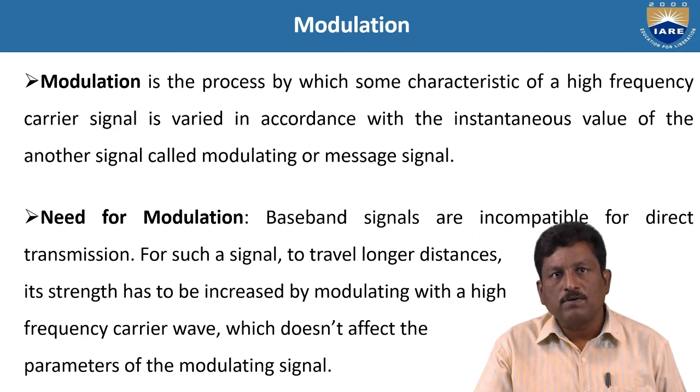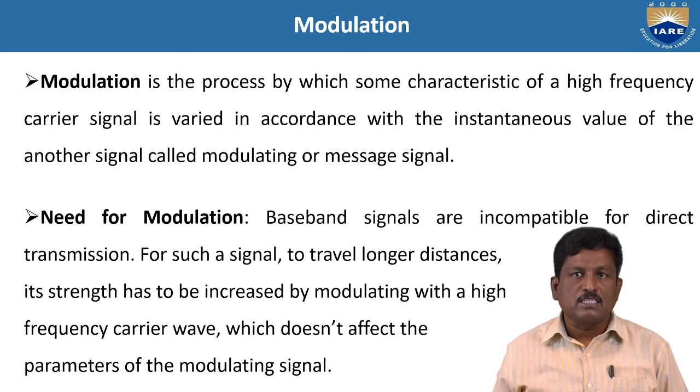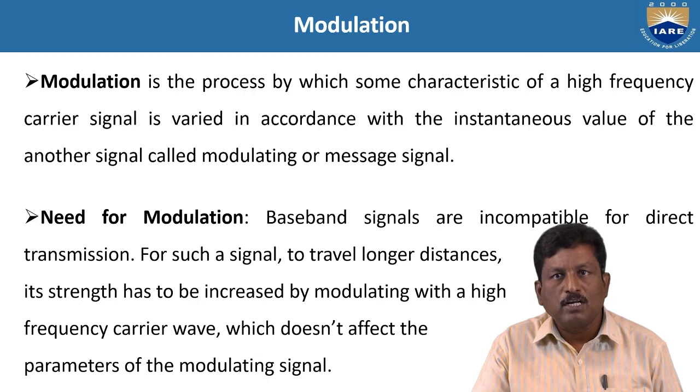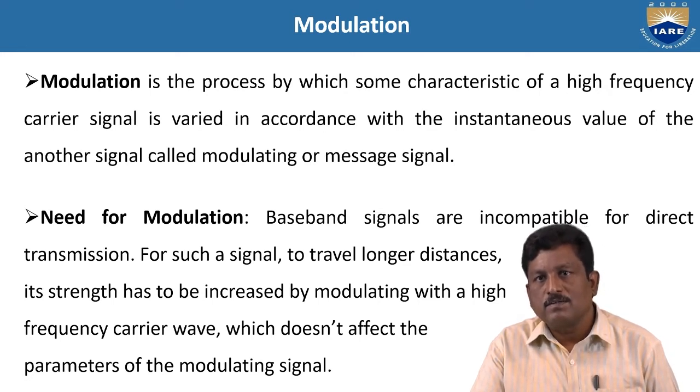If the carrier signal property of frequency is varying according to the instantaneous value of the modulating signal, then you can say that it is frequency modulation. If the carrier signal phase is varying according to the strength or instantaneous value of the modulating signal, then you can say that it is phase modulation. So based on the property changes of the carrier signal, we have three modulations: amplitude modulation, frequency modulation, and phase modulation. This is according to the definition of change in properties of the carrier signal.